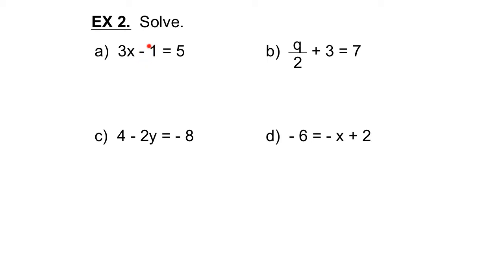So to get rid of minus 1, I need to do the opposite, which is plus 1. So I'll add 1 on both sides. I end up with 3x equals 6. Now I can take care of that 3. I'll divide both sides by 3, and I end up with x equals 2.